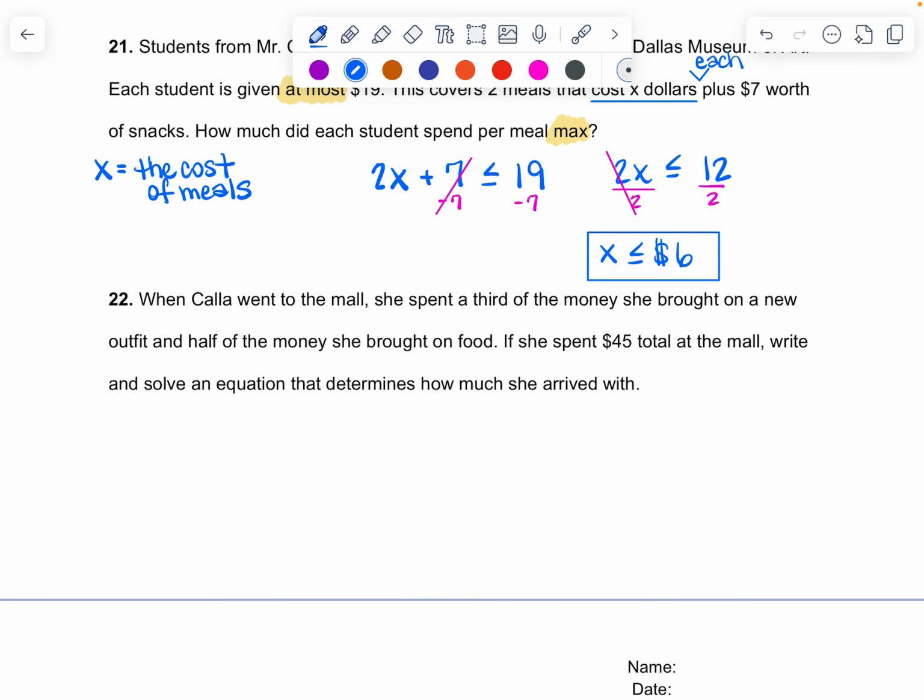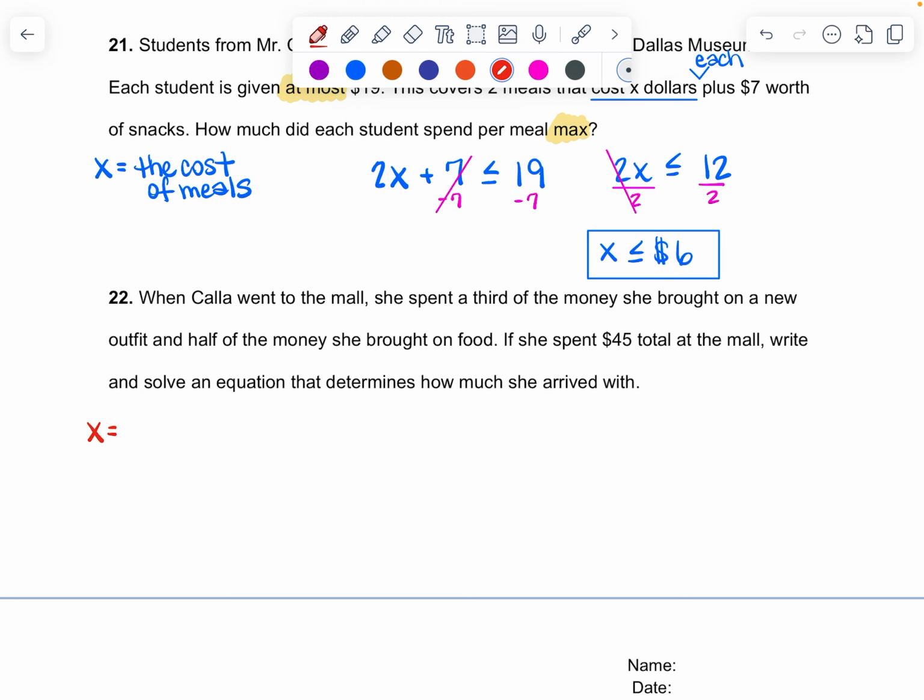All right, moving on. When Kala went to the mall, she spent a third of her money that she brought on a new outfit. Half of the money she brought on food. If she spent $45 total, write and solve an equation that determines how much she arrived with. All right, so the first thing we're going to do is tell our reader what the X stands for in our problem, which is always in your final sentence. Write and solve an equation that determines how much money she arrived with. So that's exactly what X stands for. How much money she arrived with.